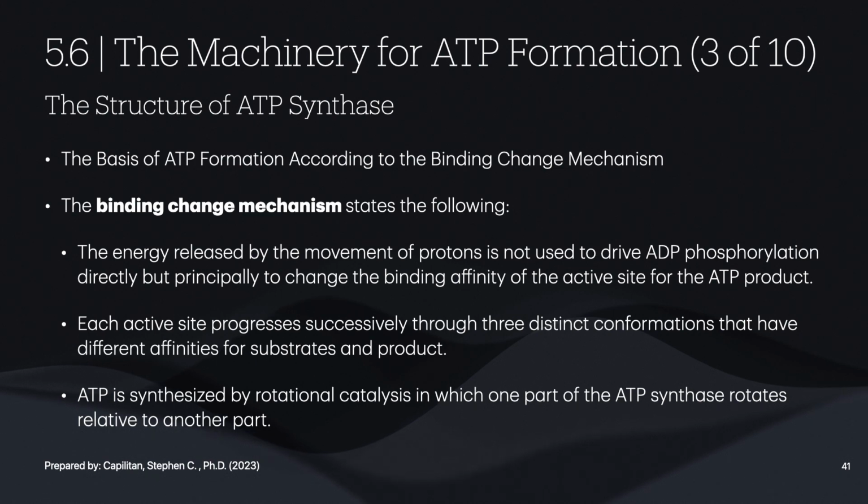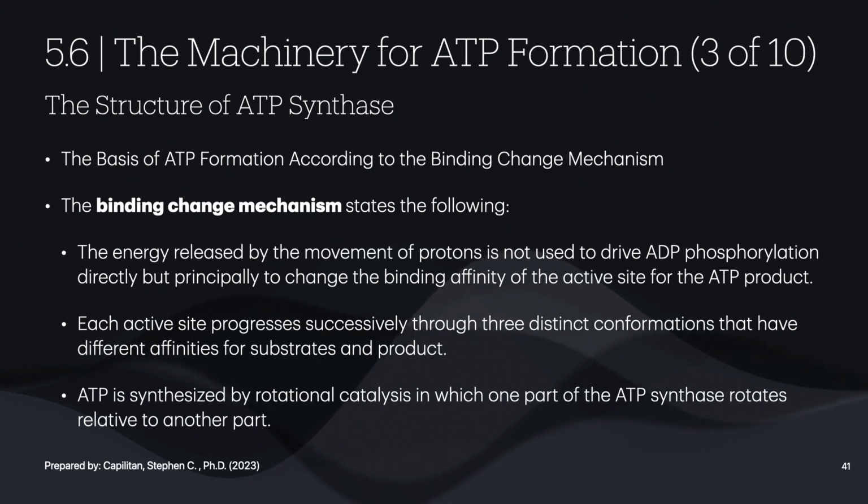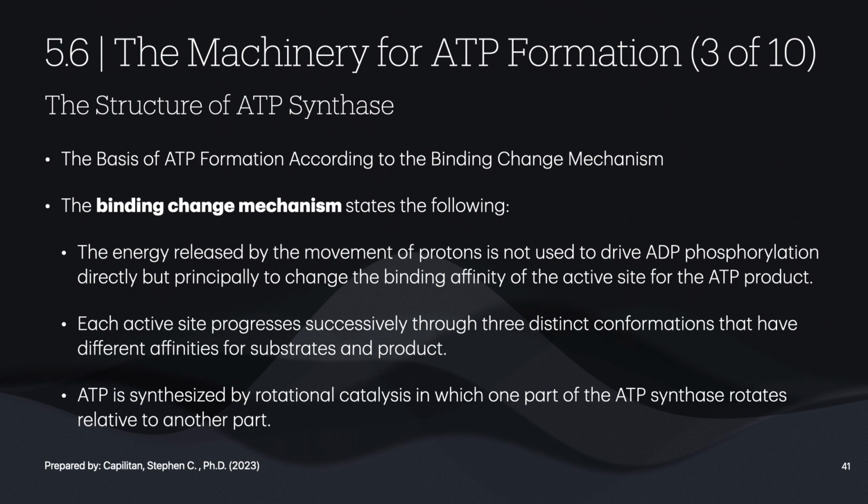The basis of ATP formation is the binding change mechanism, which states the following. Energy released by the movement of protons is not used to drive ADP phosphorylation directly, but principally changes the binding affinity of the active site for the ATP product. Each active site progresses successively through three distinct conformations which have different affinities for substrates and product. ATP is synthesized by a rotational catalysis in which one part of the ATP synthase rotates relative to the other part.